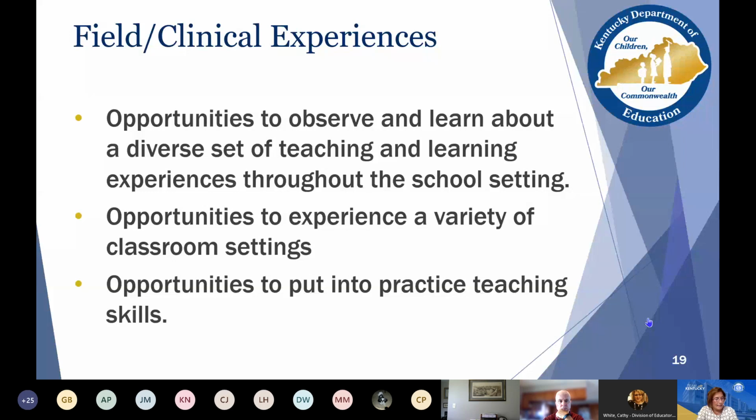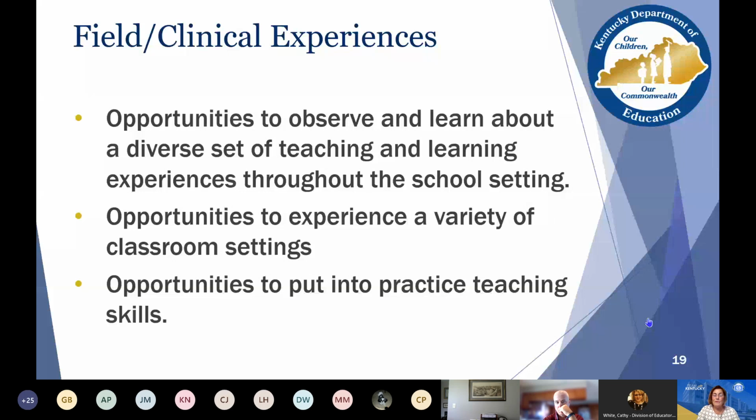Also in KRS 5040, there's a listing of things that they need to have some experiences with. For instance, they need to have observations about family resource centers or youth service centers. They need to have experiences with student tutoring, working one-on-one with students, interaction with families of students, attendance at school board and school council meetings, participation in a school-based professional learning community, and opportunities to assist teachers or other professionals. So this idea of field and clinical experiences is broad.